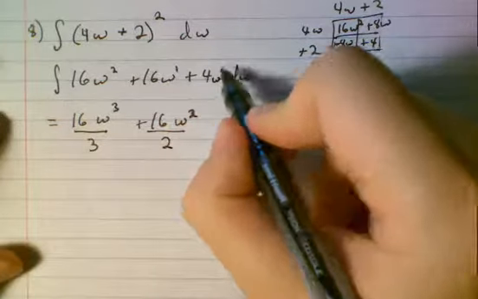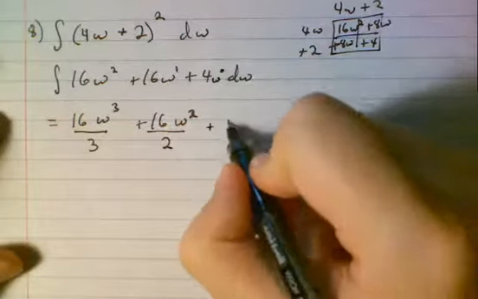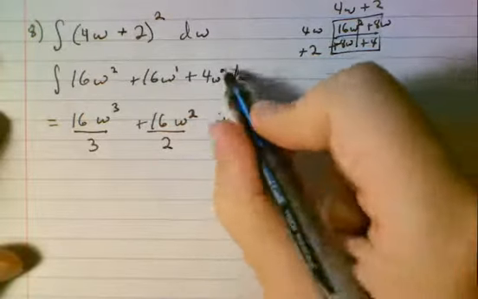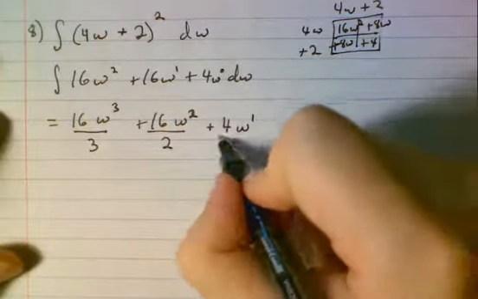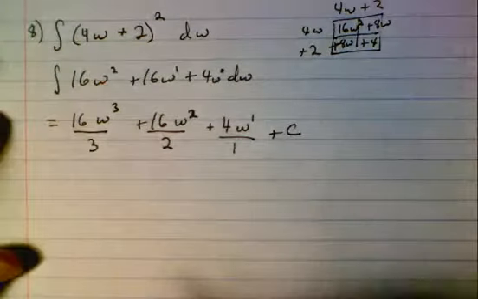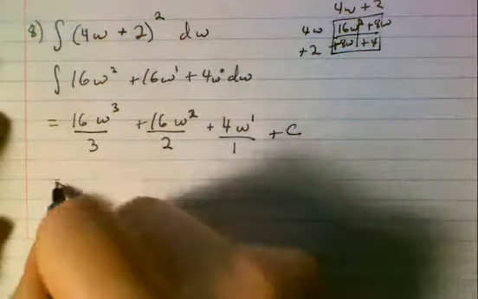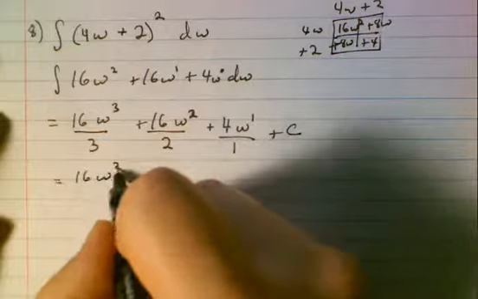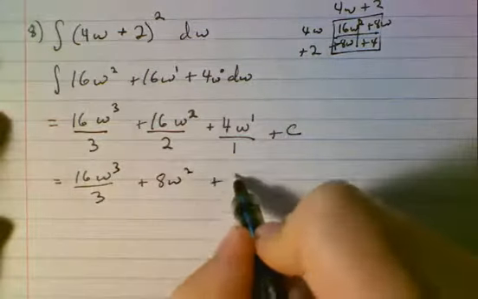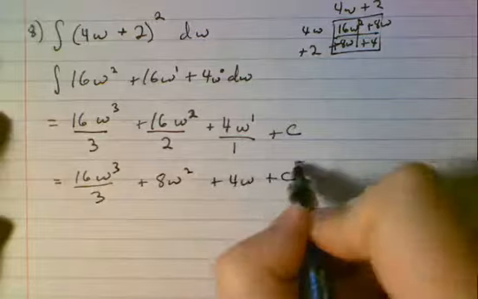This is 4w to the 0 power, so we're going to bring the 4 along for the ride. 0 plus 1 is 1, so that's our new exponent, divided by 1, and then plus c at the end. So what we get when we simplify that is 16w cubed over 3 plus 8w squared plus 4w plus c.